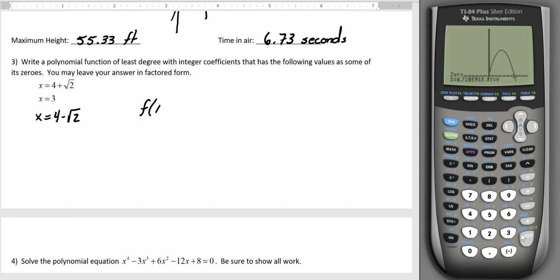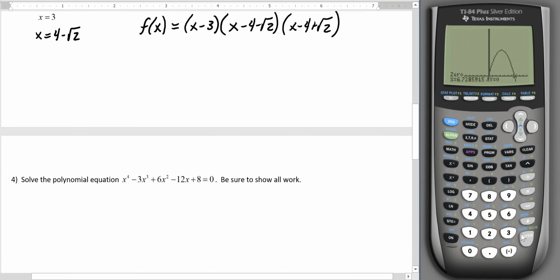It would be f of x equals, x equals 3 would be from the factor x minus 3. And then 4 plus the root 2 would be x minus 4 minus root 2. And 4 minus the square root of 2 would be x minus 4 plus square root of 2. Remember, just change all those signs in the factored form. Fantastic. And that's it for that one.